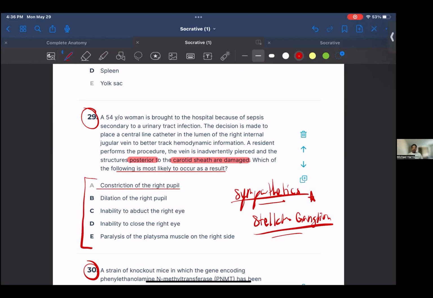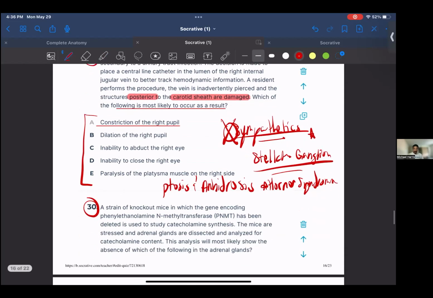What other symptom would you present with if you damage the sympathetics to the face other than meiosis? So ptosis, perfect, and anhidrosis, right? This is Horner syndrome. Okay, that's what they're hinting at here.